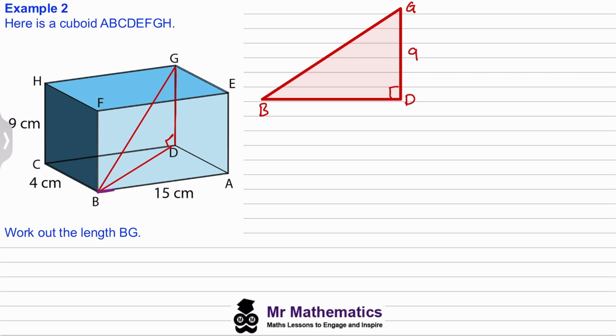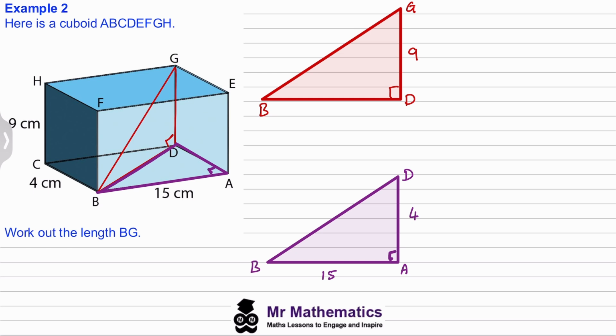I'm going to go from B to A to D. Now our right angle will be at A. If I sketch this one out, the right angle's at A, and then AD will be the same as BC. So this will be 4. And then from A to B, we've got 15. So we can work out DB using Pythagoras' theorem. This will be BD squared, which will equal 4 squared plus 15 squared.